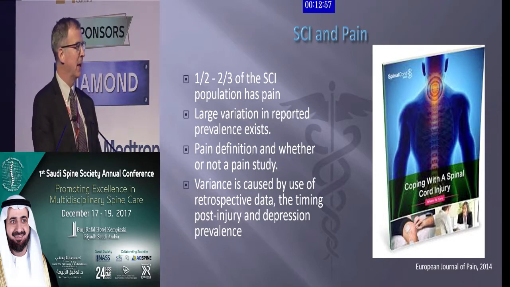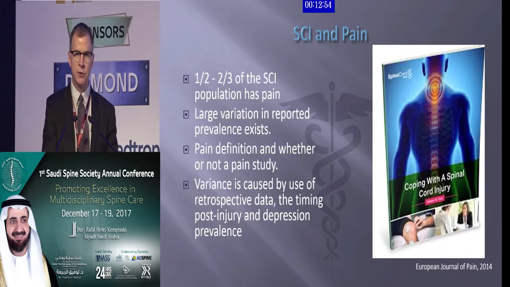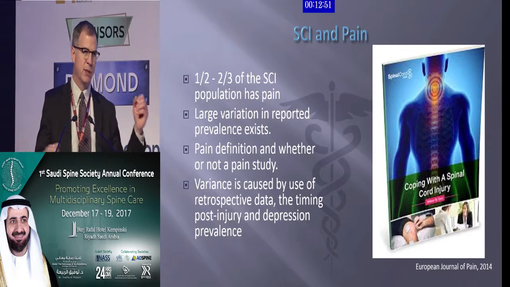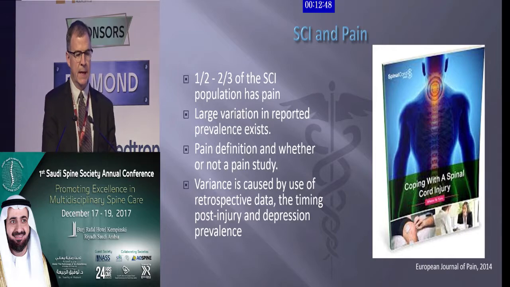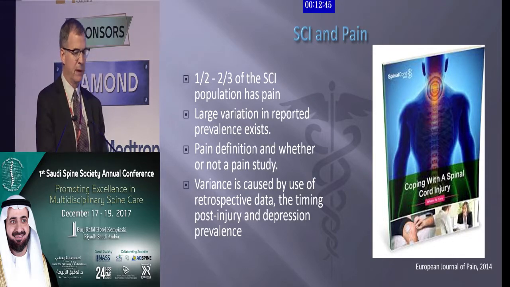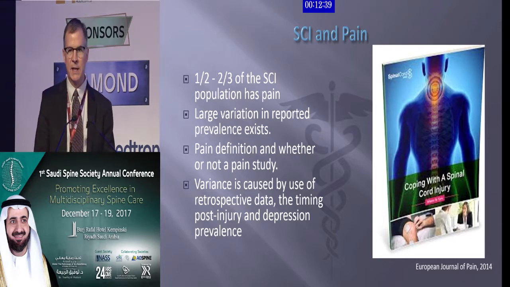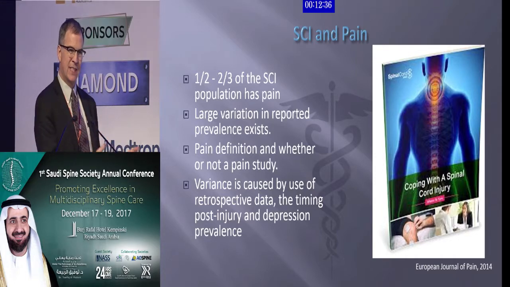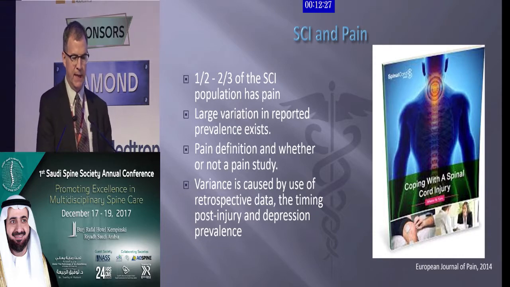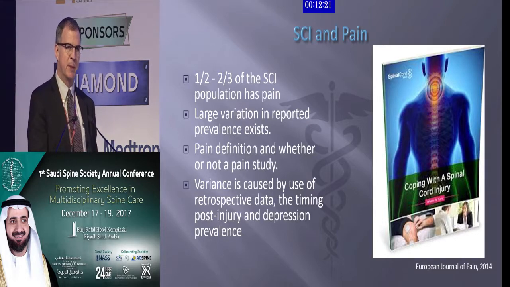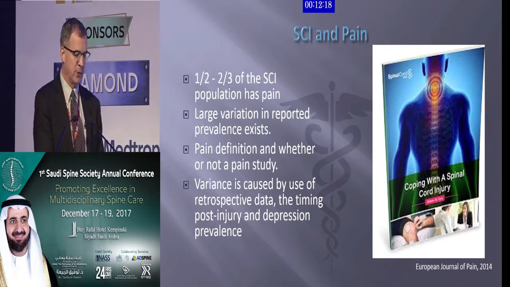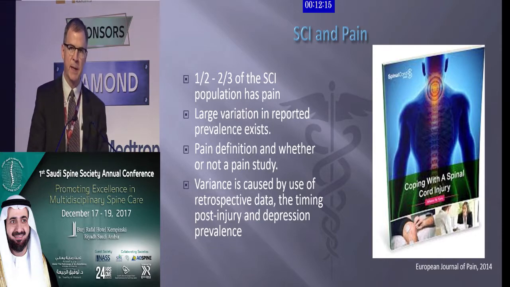Specifically for pain, about a half to two-thirds of the population with spinal cord injury do have pain. Again, there's a wide range. Which is it? Is it half the population or more like two-thirds? And again, there is a large variation in reported prevalence, a lot of it related to the definition of pain, whether the study of the spinal cord injury population with pain was actually a study specifically addressing pain or something different, the use of retrospective data, going back into databases and mining for data, the timing post-injury of when the study was done, and whether or not it was a study specifically looking at depression and the rates of depression within the pain population of spinal cord injury.